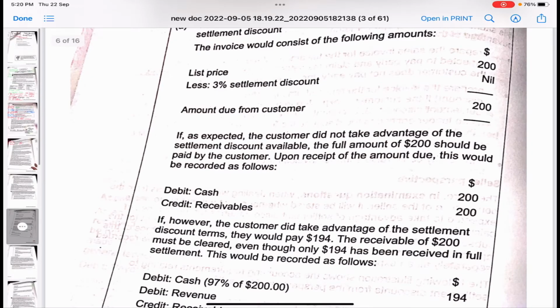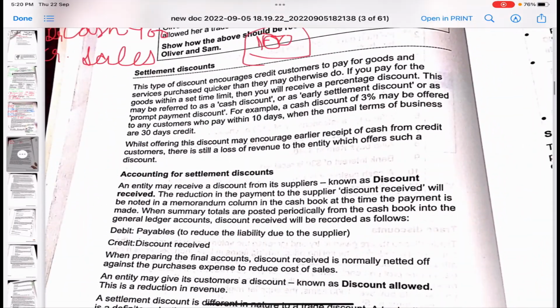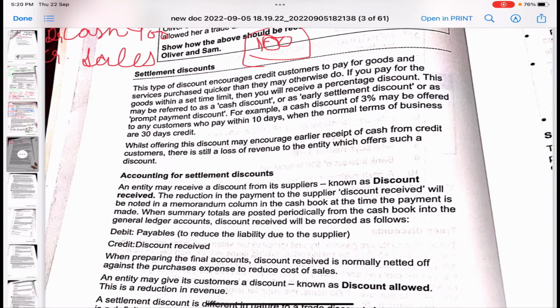Let's move on. Okay, so what is a settlement discount? This type of discount encourages credit customers to pay for goods and services purchased quicker than they otherwise mean to do so. If you pay for the goods within a set time limit, then you will receive a percentage of discount. This may be referred to as a cash discount, or as early settlement discount, or as prompt payment discount.